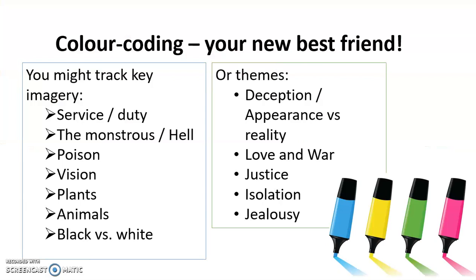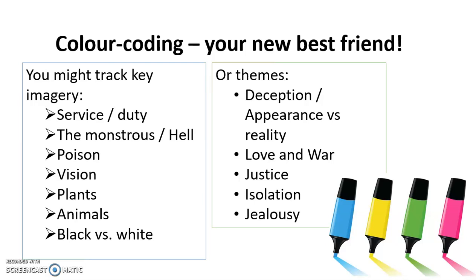So colour coding. If you were to do colour coding of Othello, this is what I recommend that my students track. And you can track that not just in your notes, but also in your annotated copy as well. So you might track key images. And even if you're studying a text that you're not very familiar with, or you're studying a text alone, the internet will tell you what the key images or what the key themes are going to be. So in Othello, you might want to look at service, the monstrous, poison, vision, plants, animals, and black versus white.